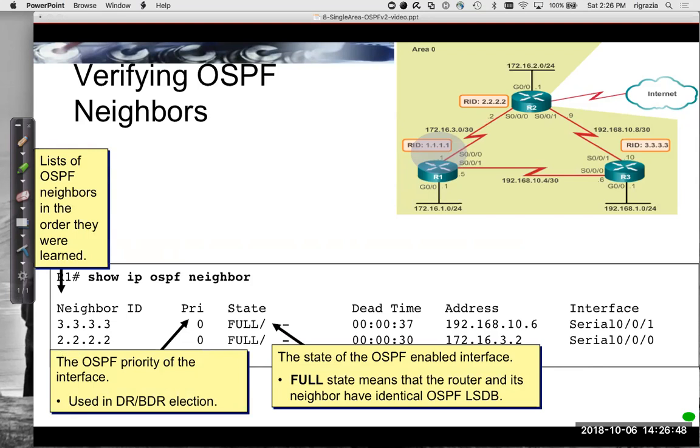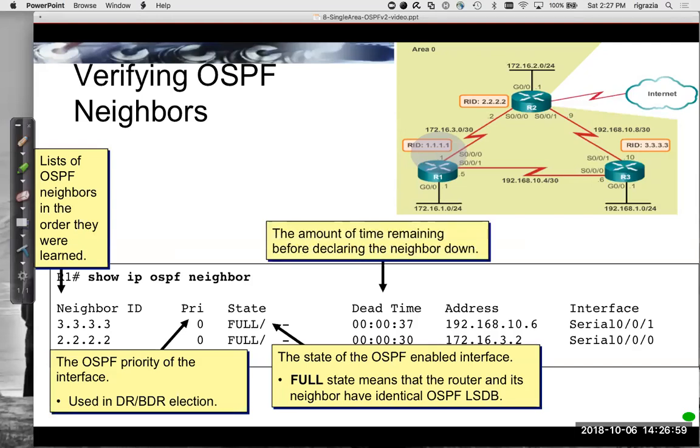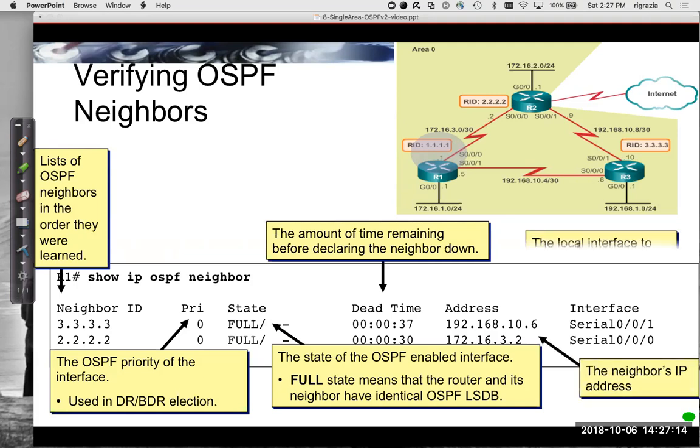Now, sometimes on a multi-access network where you have a DR and BDR, you're going to see two-way here at times, and that's completely normal. Here's our dead time, the amount of time remaining before declaring that neighbor down. When we get hellos, that will be reset, depending on what the hello intervals are. Here's our neighbor's IP address, and here's our local egress interface that we use to reach that neighbor.